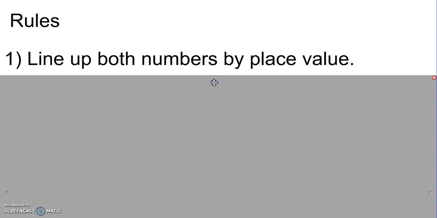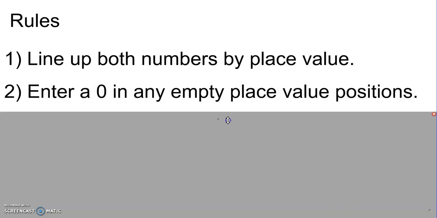Okay, so for our rules, there are a couple different steps that we have to follow to be able to compare or even order a set of numbers from left to right. The first thing is we want to line up both numbers, or as many numbers as we are comparing and ordering. So if we're comparing 4 numbers, you would line up all 4 numbers by place value. You're going to make sure the decimals are right underneath each other. The tenths are right underneath each other. The hundredths are right underneath each other. We're going to go over some examples with that, but we want them lined up by place value, because if they're not directly underneath each other, we will get messed up about which number is greater than the other.